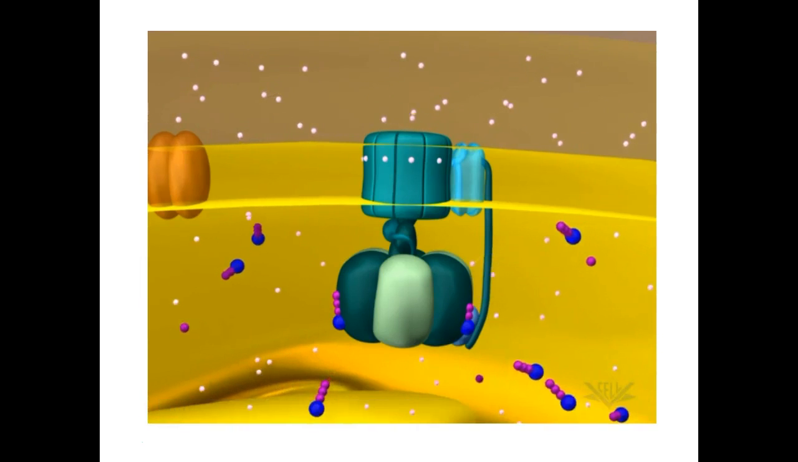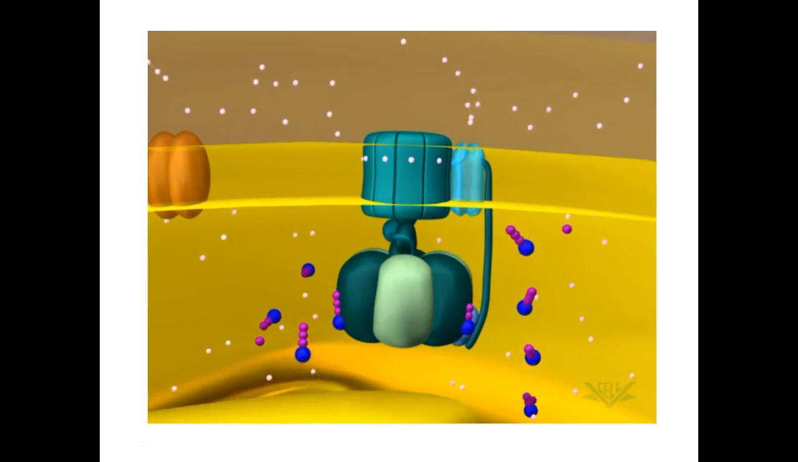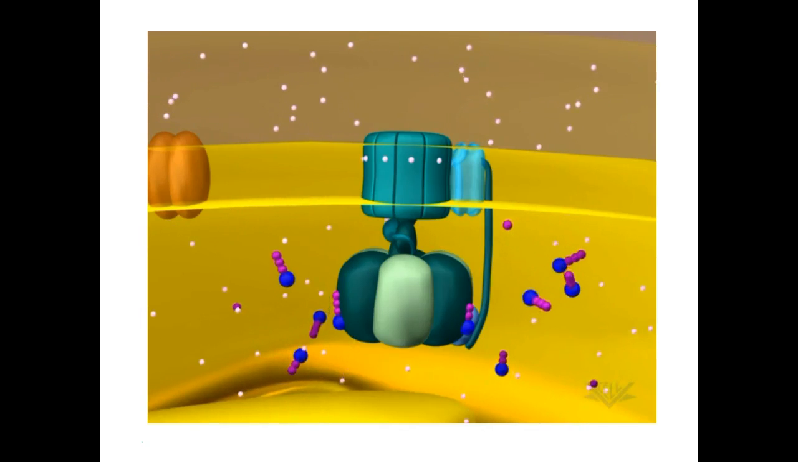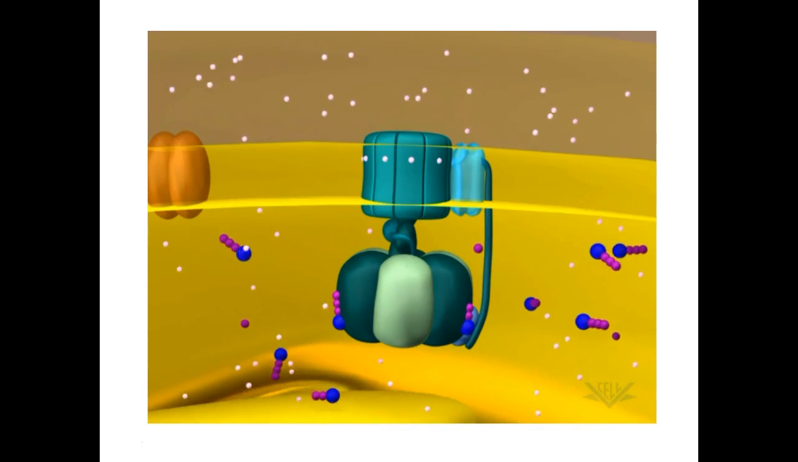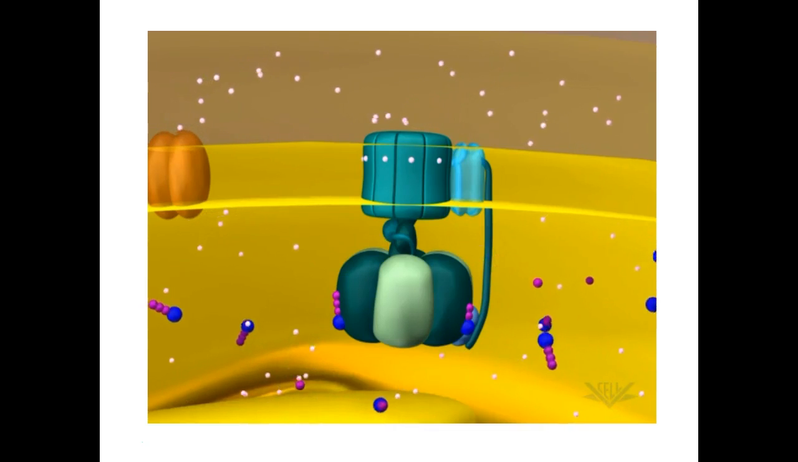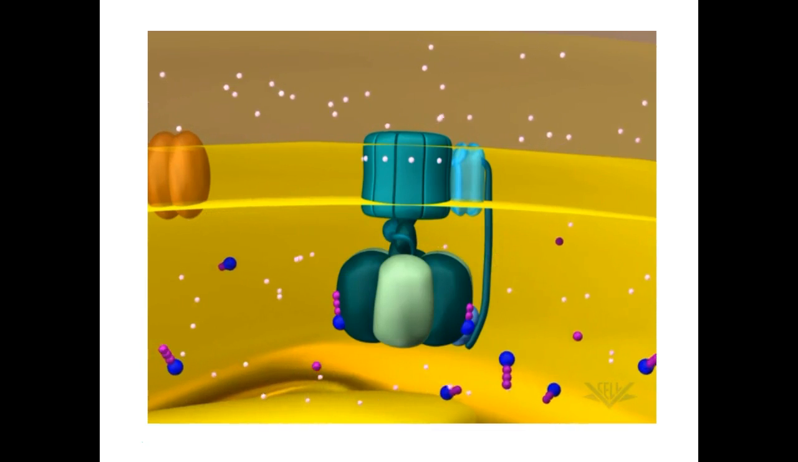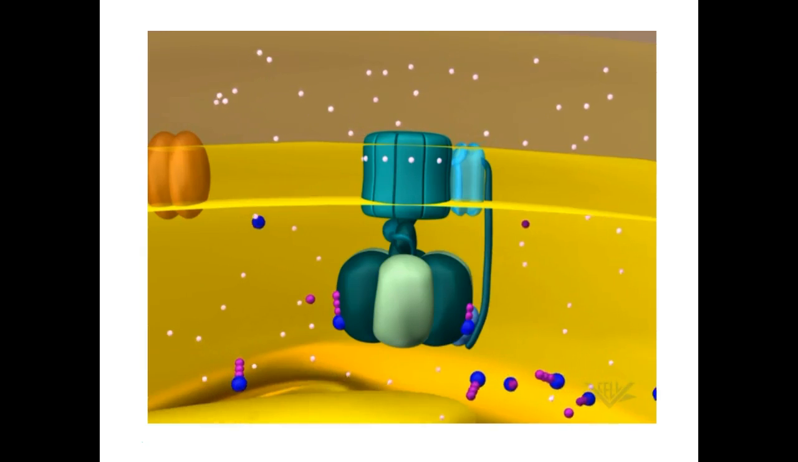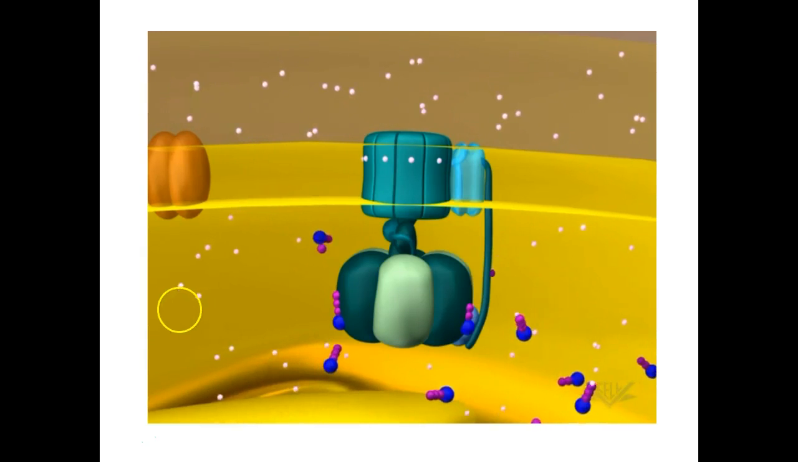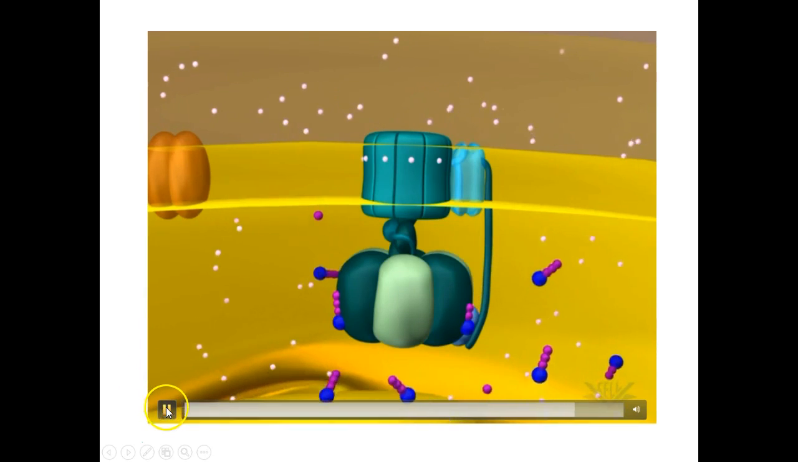Without a gradient, there is no more energy available to make ATP. In biological systems, however, a gradient is always maintained. The mitochondrial hydrogen ion gradient is generated as electrons pass through 3 membrane complexes. That process can be seen in the mitochondrial electron transport chain animation.